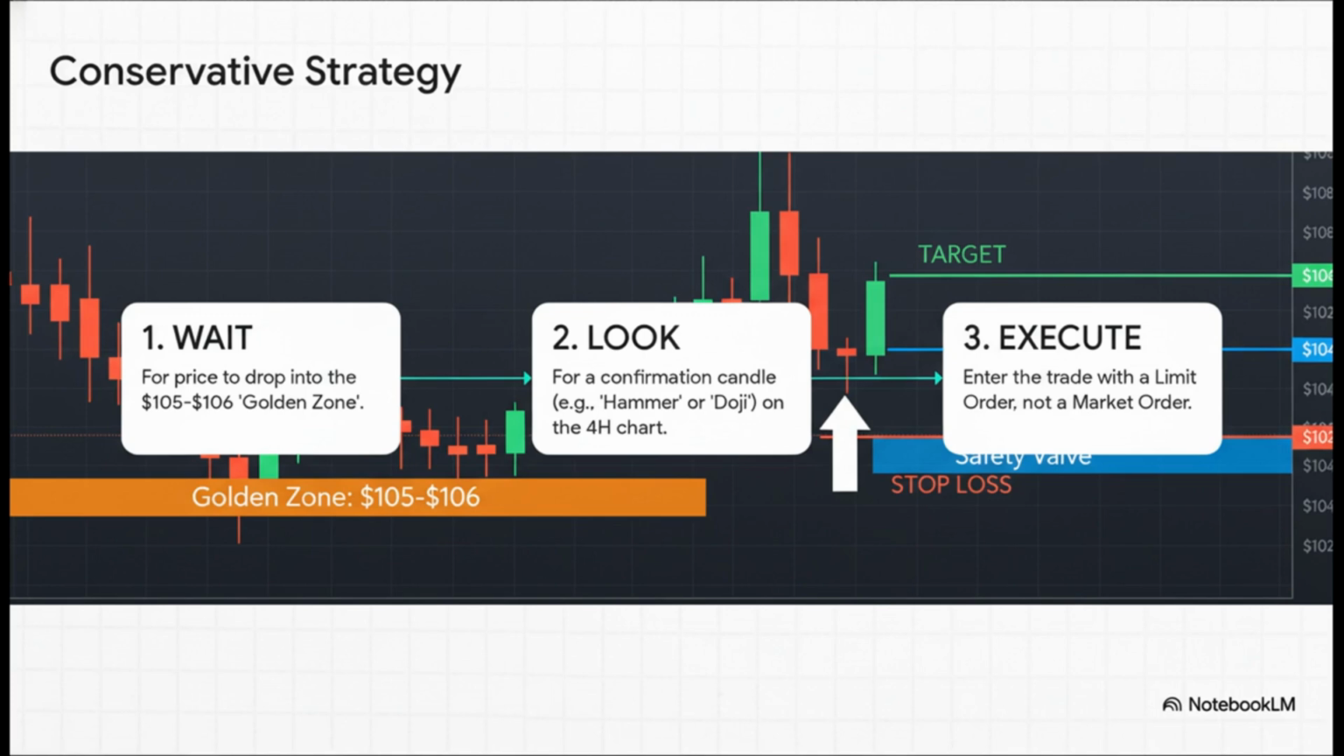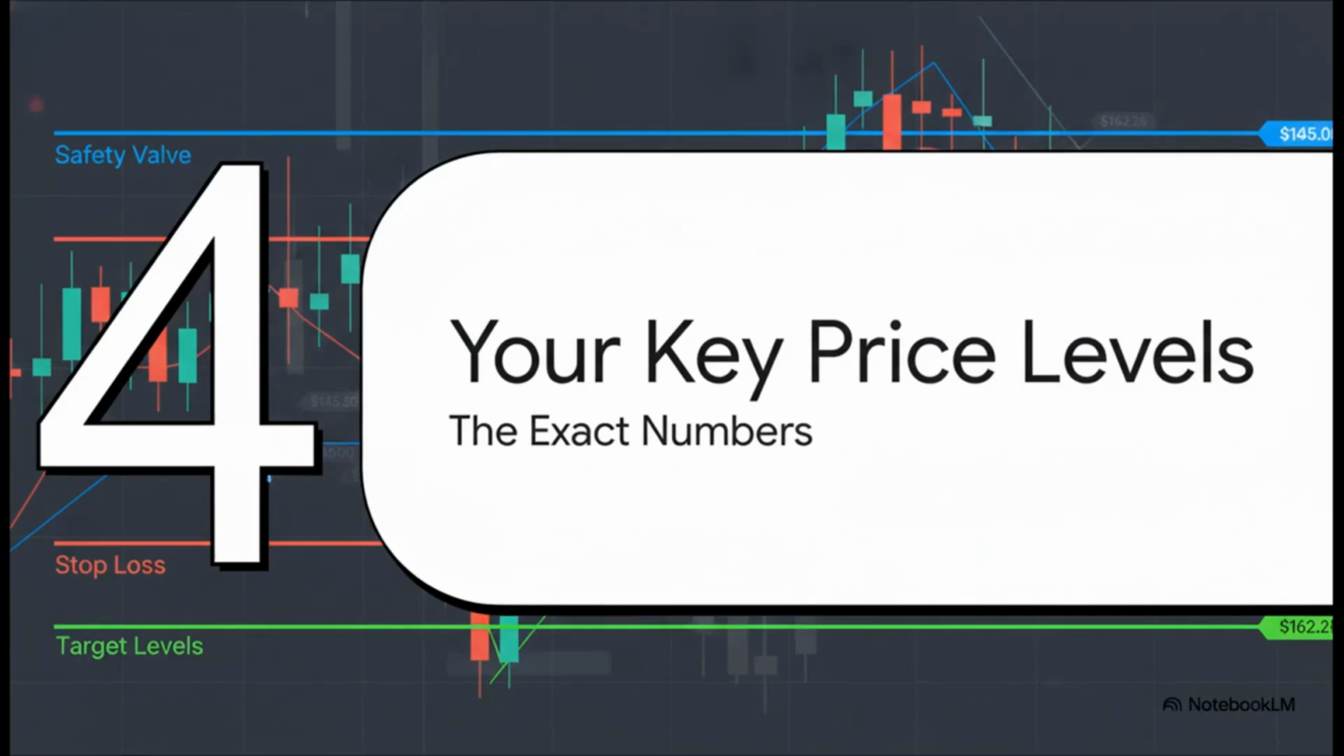That tells us the selling might be over. And only then, only after we see that proof, do we move to step 3, execute the plan with discipline. All right, now this is the part where you really need to lean in. Get ready to write these numbers down, because these are the exact price levels for our educational exercise. So this is the heart of the plan right here.